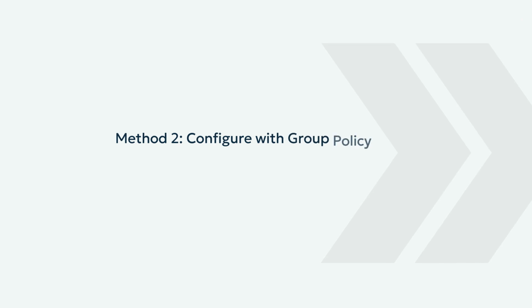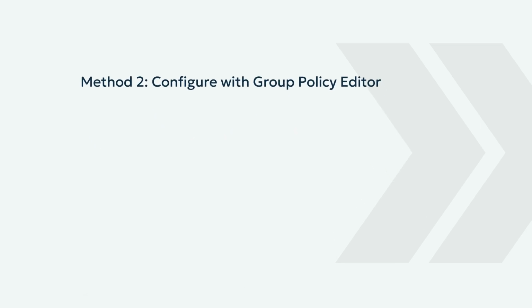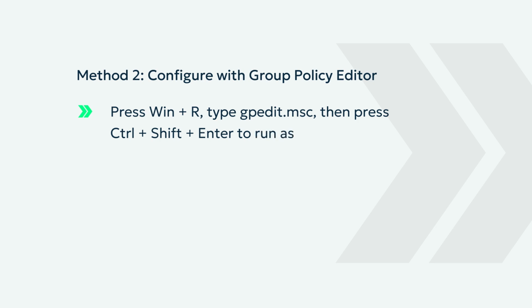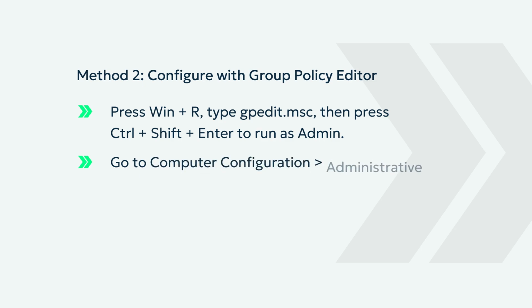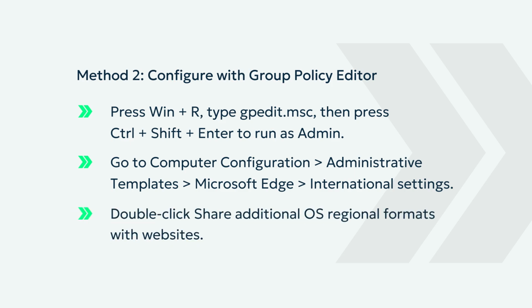Method 2. Configure with Group Policy Editor. If you're managing multiple endpoints, Group Policy gives you centralized control. Press Win+R, type gpedit.msc, then press Ctrl+Shift+Enter to run it as an administrator. Go to Computer Configuration, Administrative Templates, Microsoft Edge, International Settings. Double-click Share Additional OS Regional Formats with Websites.